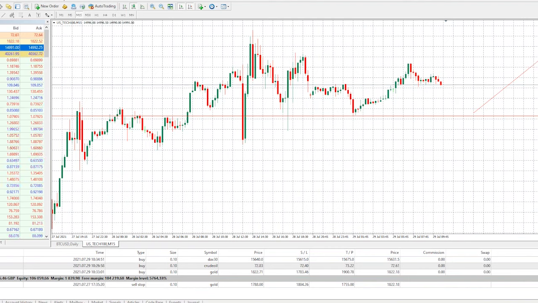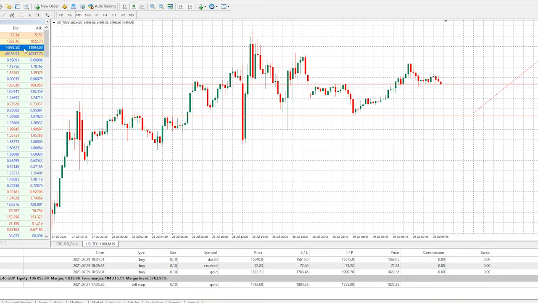And I do see a bit of a support level right here. Okay, this was resistance, resistance, resistance. And now it came down to support, but it's really testing that support level. You see it's trying to break this support level right here. I think it could break and push to the next support level before potentially bouncing, okay?